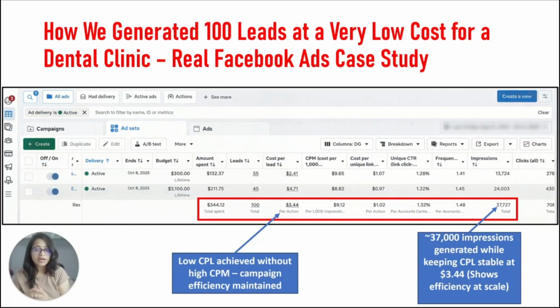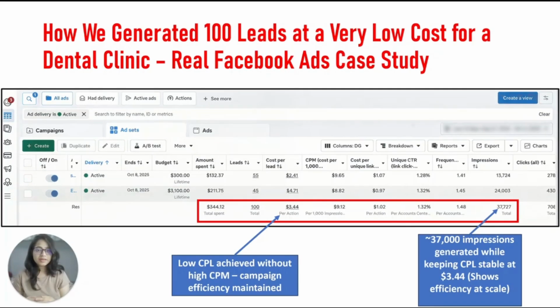This is where most people get it wrong. Results like this are not achieved by luck, and they don't come from simply running ads without a clear strategy. In this case, my client's ad account wasn't new. It had historical data which helped Facebook understand who clicks, who converts, and who fills forms. With time, the Facebook algorithm becomes smarter and the cost of ads comes down.